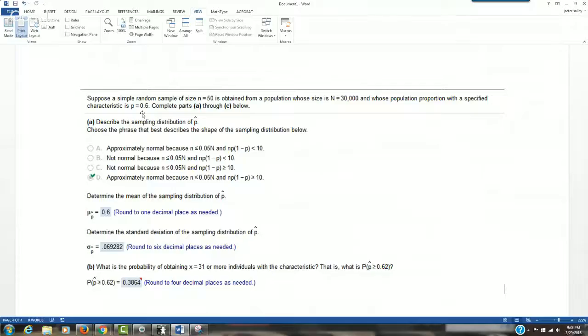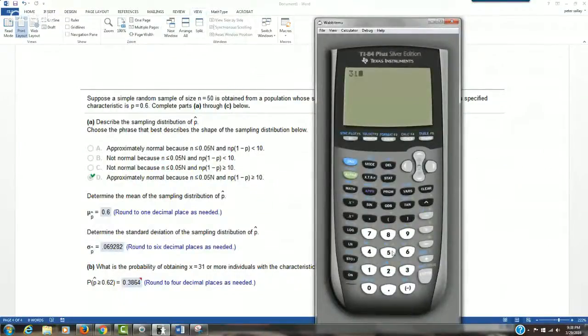Part B. What is the probability of obtaining x equals 31 or more individuals with that characteristic? If I expect 60% of the population to exhibit this characteristic, I want to know the likelihood that I'll bump into 31 or more that have the same characteristic. The first question is where they get that 0.62 from. They're saying there are 31 people or more that I'm interested in, and 31 out of 50 is 0.62.